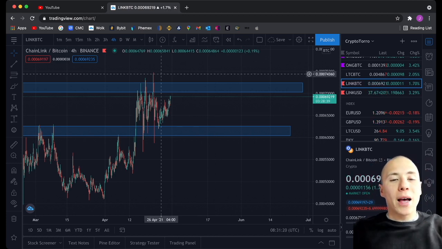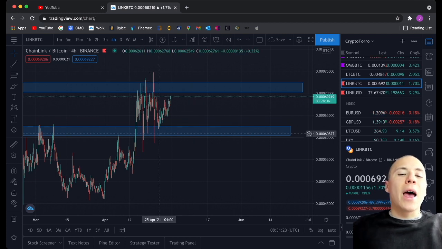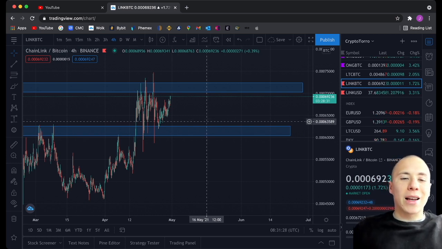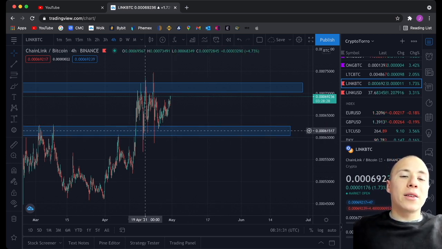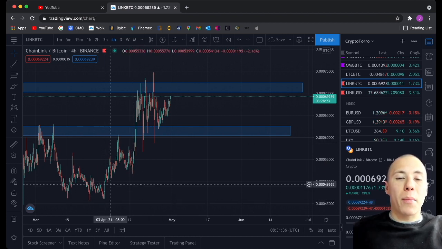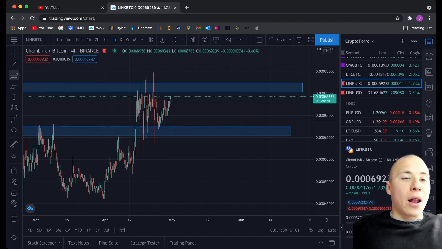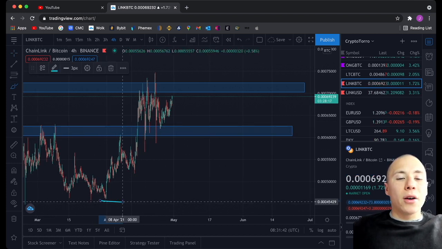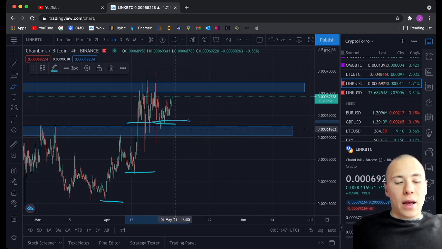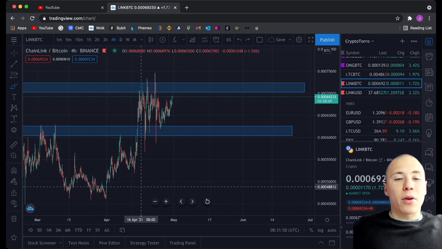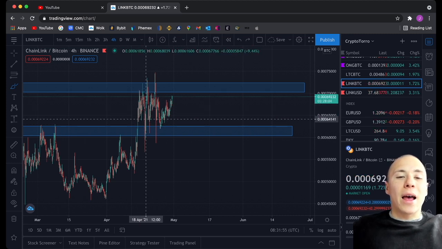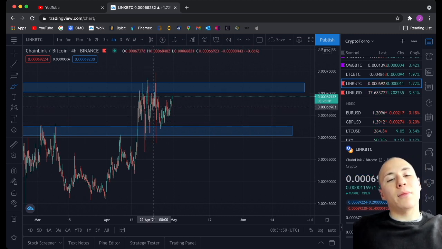As you can see, I already opened up the chart, and I already drew two blue boxes. These boxes are levels of support and resistance on the Chainlink compared to Bitcoin chart. What you can see is that Chainlink has been in an upward momentum over the past month. It has been creating new higher lows, as you can see right over here, and it also broke through this level of resistance right over here, and instead of resistance, it's now being used as support.